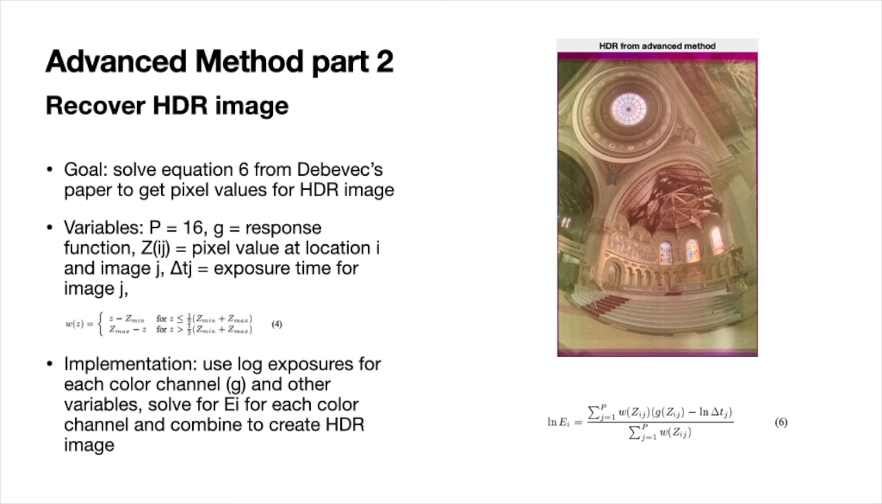So I used this equation for each color channel, and then I combined the results of those to create a single HDR image. And this is the result of that. It is pretty high quality. It has good saturation and good detail.